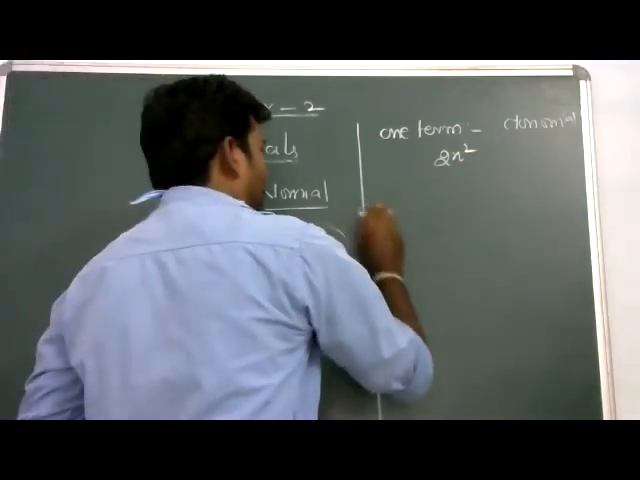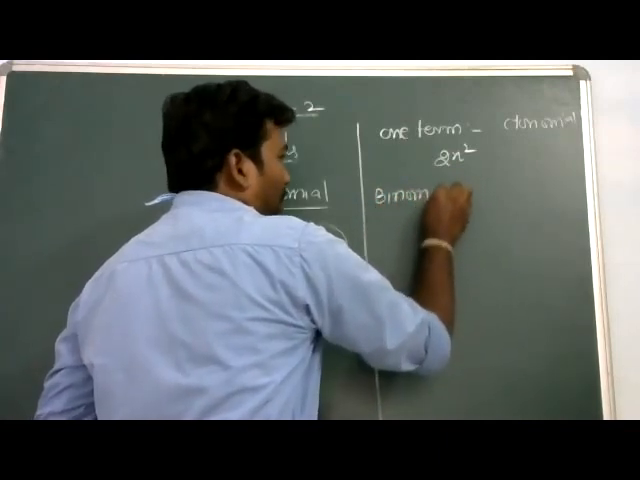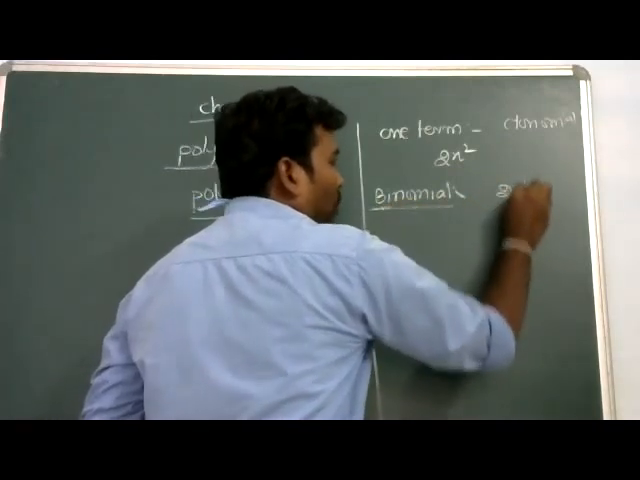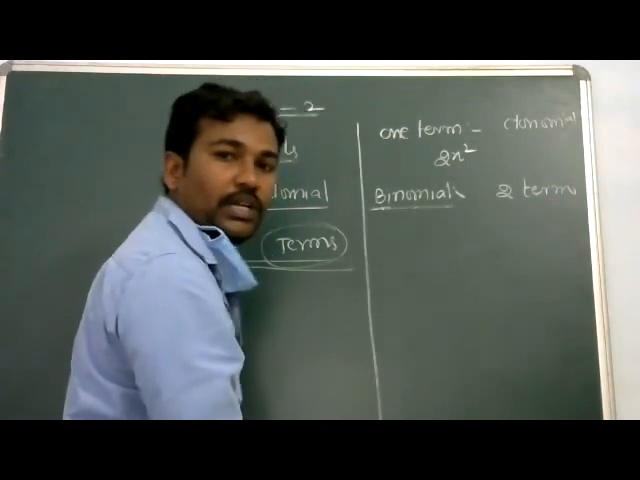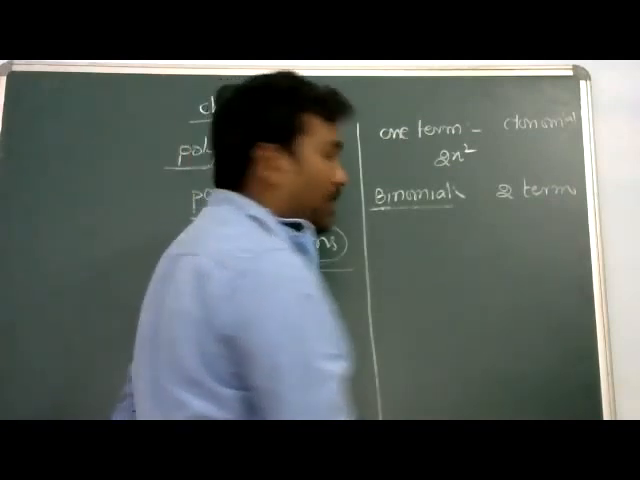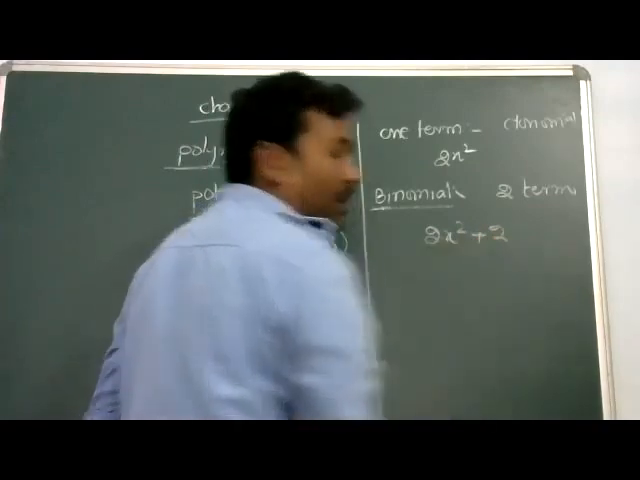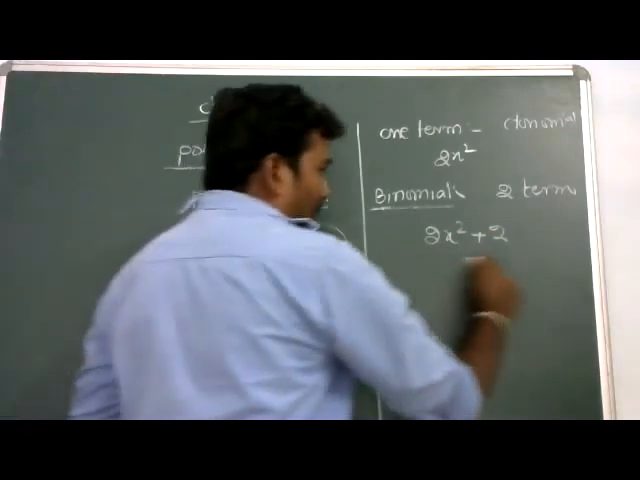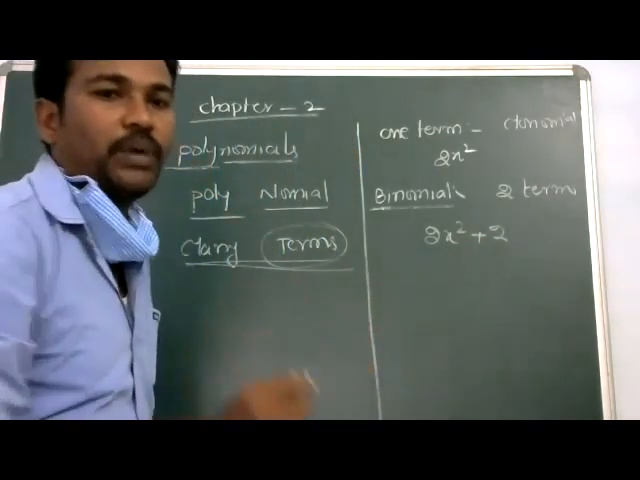But what is meant by binomial? Bi means two. If an expression contains only two terms, then it is called a binomial. For example, 2x squared plus 2. Here how many terms are there? Two terms are there. So an expression containing two terms is called a binomial.